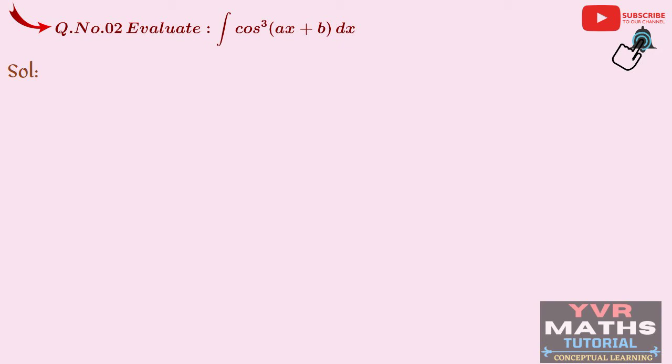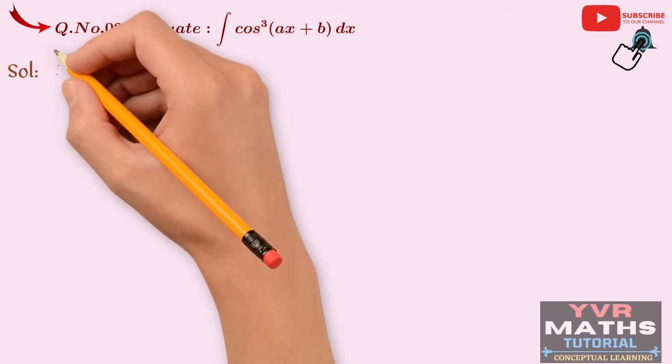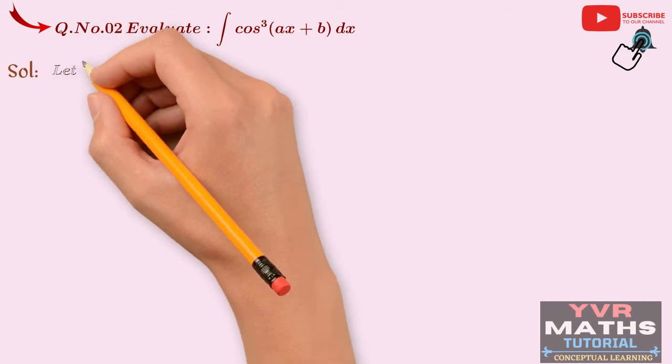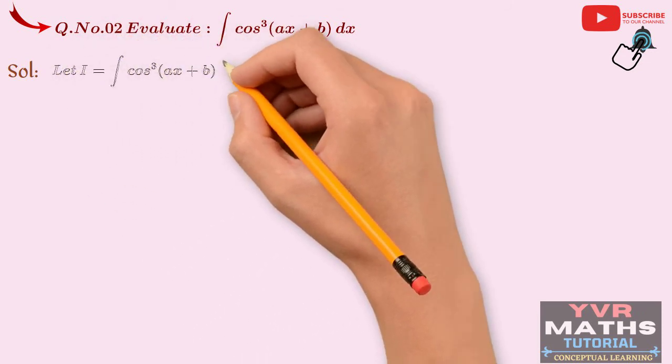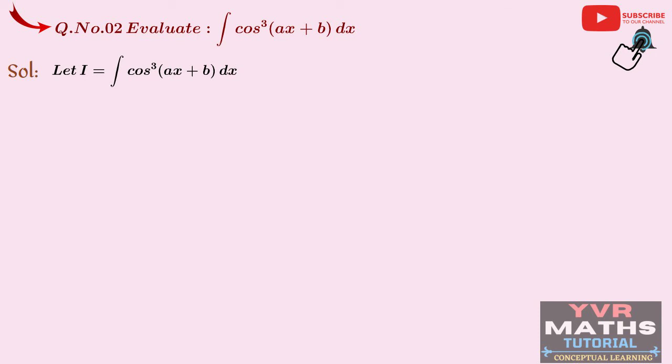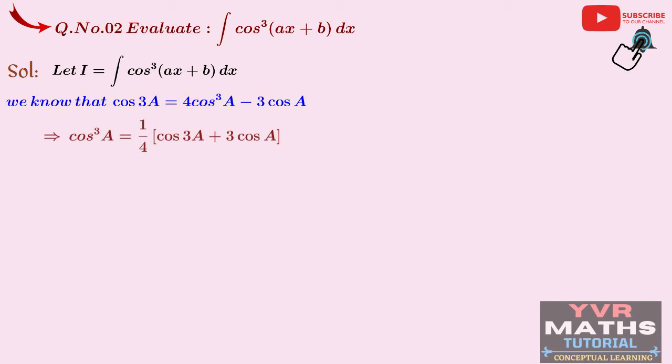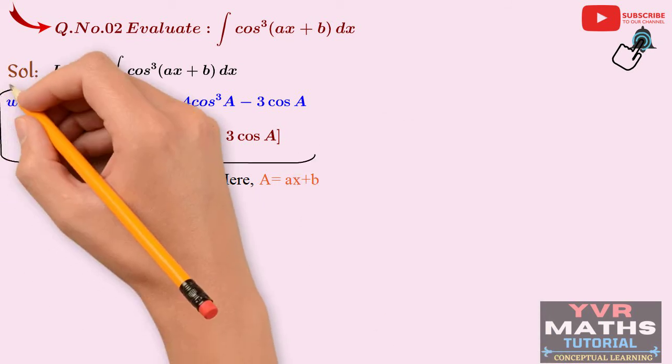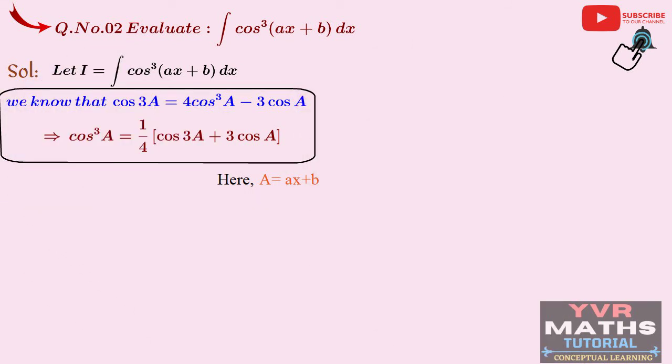First of all, we will consider the given integral as capital I. Then let I is equal to integral cos cube ax plus b dx. If you observe here, the given integrand is clearly in the form of cos cube A. So we know the formula for cos cube A. Here capital A is ax plus b. So in this formula, if we substitute capital A is equal to ax plus b, then what will we get?